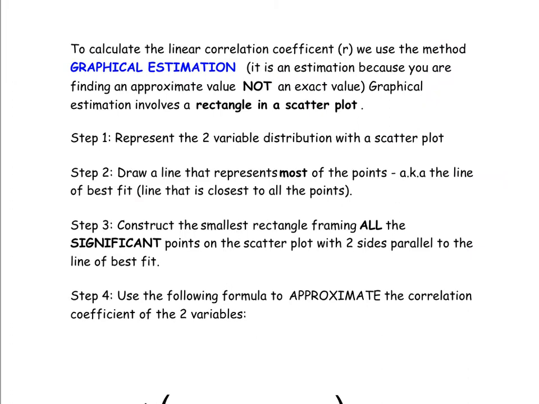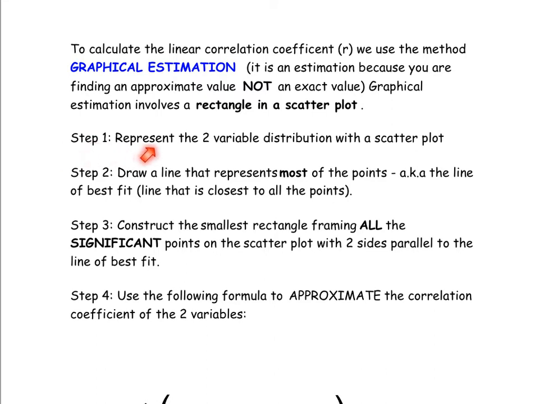So to calculate the correlation coefficient, we use a graphical estimation. We are going to be estimating from a graph. And because it's an estimation, that's why we get an approximate value. It's not an exact value. So the steps to do our graphical estimation are listed here, and I'm going to illustrate using an example.